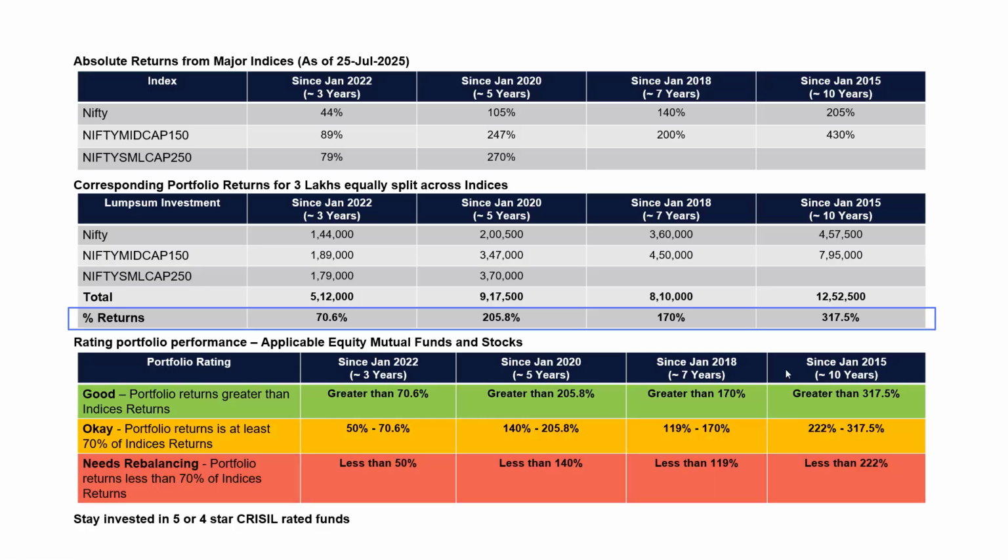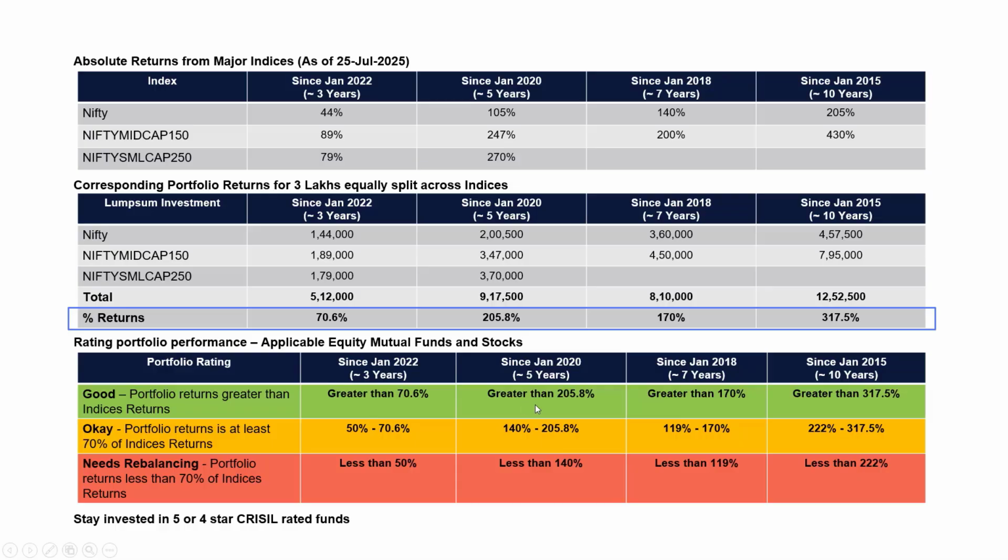The performance of your portfolio can be measured by comparing your portfolio returns against the percentage returns of these benchmark indices shown here. You will have to consider the entire amount invested in your portfolio. Say you have invested 10 lakhs in your portfolio, and if your 3-year return is greater than 70.6%, then you are doing good. You have outperformed the benchmark indices.